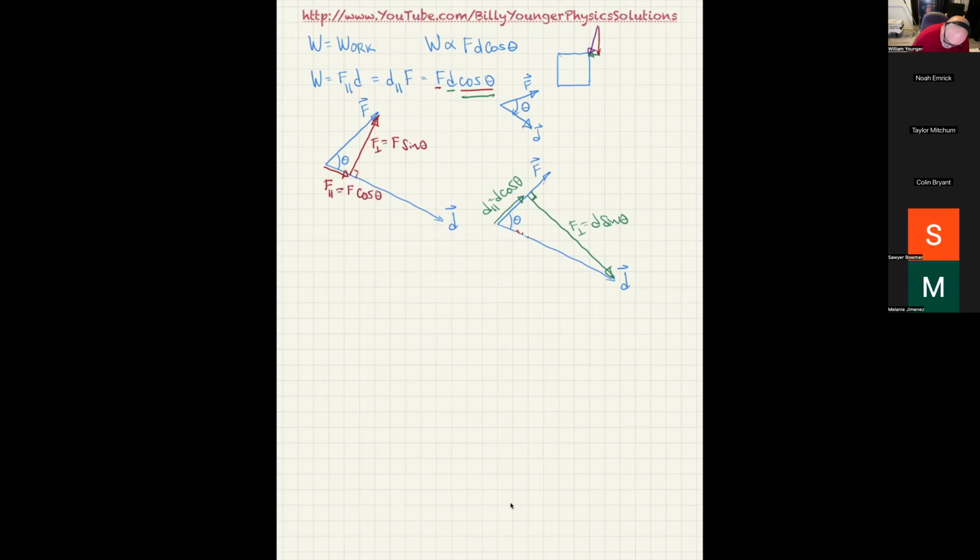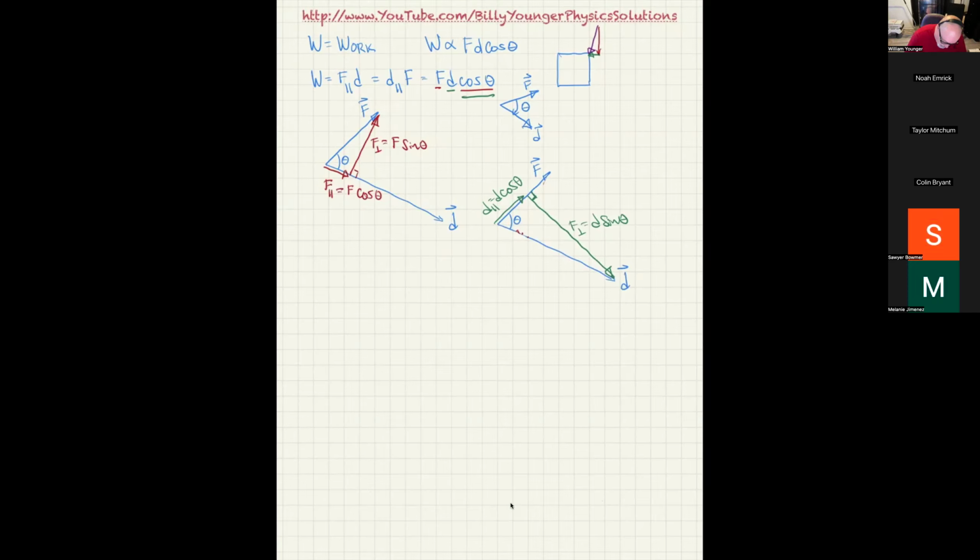Yes, for the first one, why is F parallel equals F cosine, not D parallel equals F cosine? It could be, but you'd have to think about the green triangle I drew as opposed to the red triangle, because the red triangle is the two components that make up the F, whereas the green triangle are the two components that make up the D. Does that make sense? I'm colorblind. I can't tell which is the red and which is the green. Okay, well, that would be a problem then, Colin.